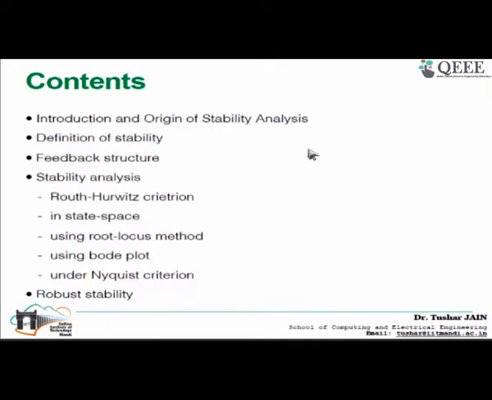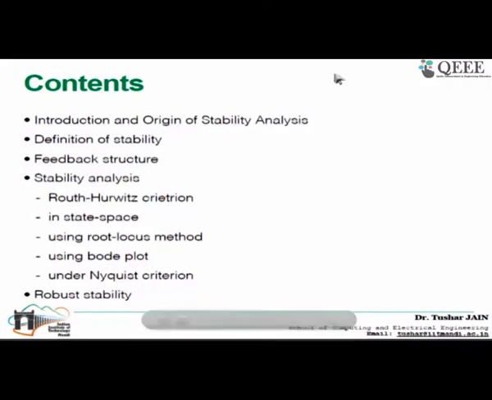Then we'll see a number of different feedback structures to study stability. Then there are a number of tools by which we can do the stability analysis. The first one we'll start with is the Routh-Hurwitz criteria. Then, in the state space, the root locus method, Bode plot, and finally the Nyquist criteria. If time permits, we will also see robust stability, which is a much deeper concept than the stability analysis we'll do above.